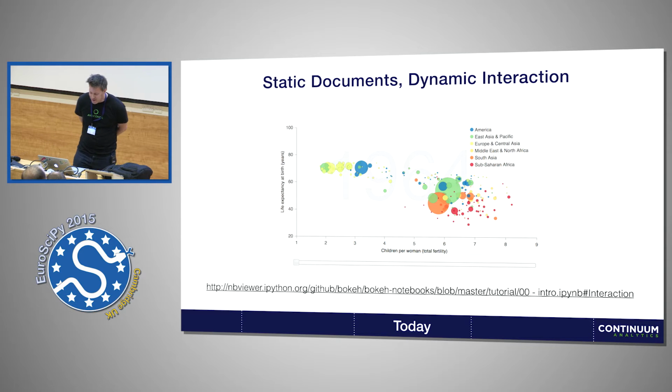So let's talk about some of these features that I mentioned that we've recently added and what you can do today. I mentioned static documents and dynamic interaction. What I mean by static documents is that the data is embedded in the HTML document, and so it doesn't require any kind of external server, either a REST server or a Bokeh server or anything like that.